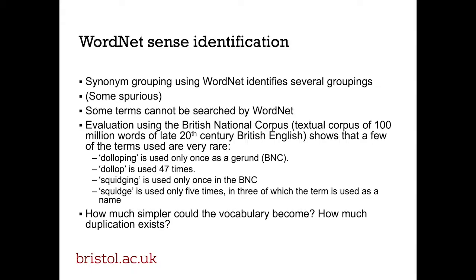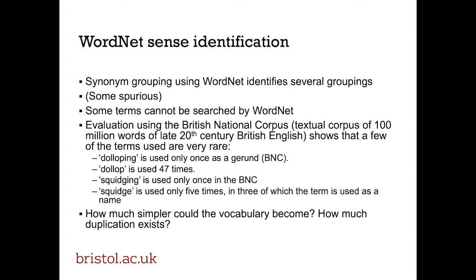Now, we had a look at this with WordNet sense identification, because that's often a really good first step to try and understand what you've got. And what we also did was we bunged it into the BNC, which is the British National Corpus. This is a well-known textual corpus, containing 100 million words of late 20th century British English, and it gives you a good idea of how common terms are.